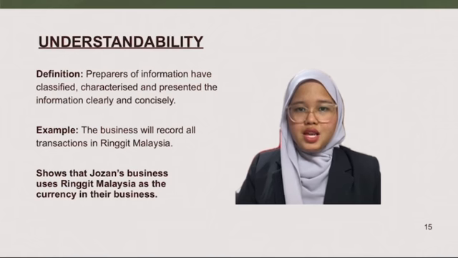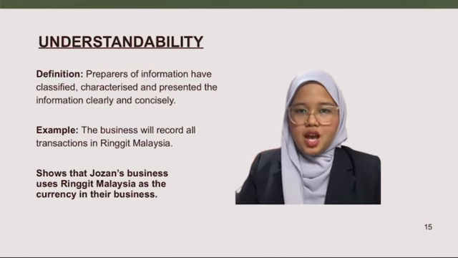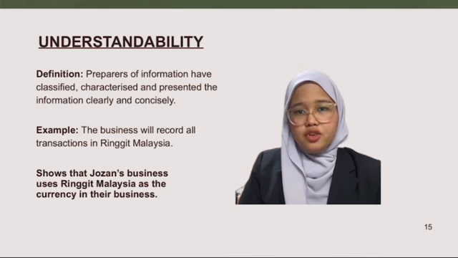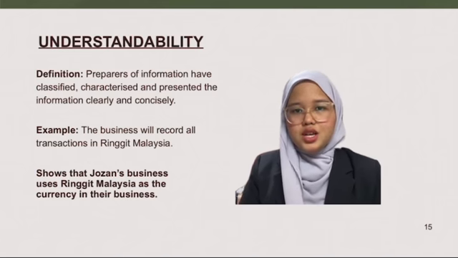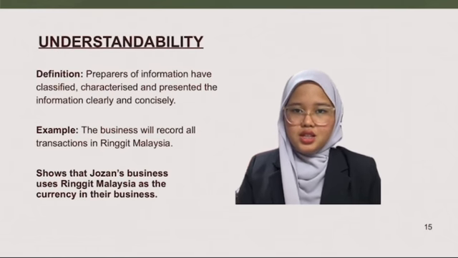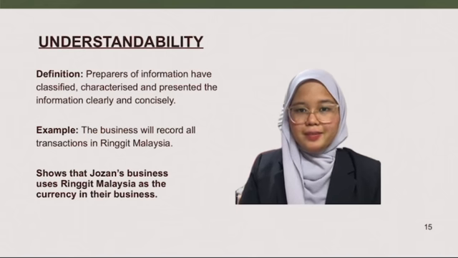Next, we have understandability. This means that preparers of financial information have classified, characterized, and presented the information clearly and consistently. For instance, the business records all transactions in Ringgit Malaysia. This shows that Jozan's business uses Ringgit Malaysia as its currency, making the financial information easy to understand.